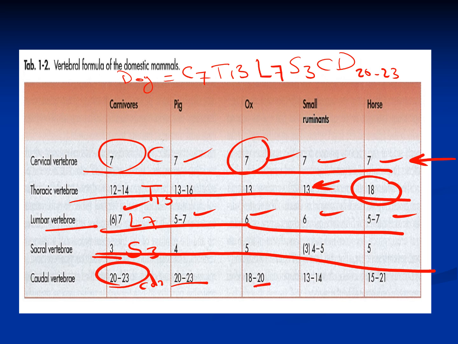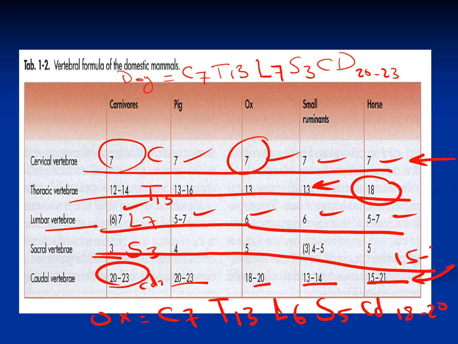In the ox, 18 to 20. In the small ruminant, 13 to 14. In the horse, between 15 to 21, depending on the species. So the formula, for example, for the ox will equal C7, thoracic 13, for the lumbar 6, for the sacral 5, and for the caudal 18 to 20. Generally speaking, just memorize that the number of the caudal vertebrae is between 15 to 23. I don't want you to memorize it for each one specifically.